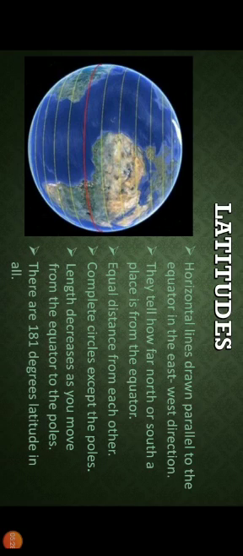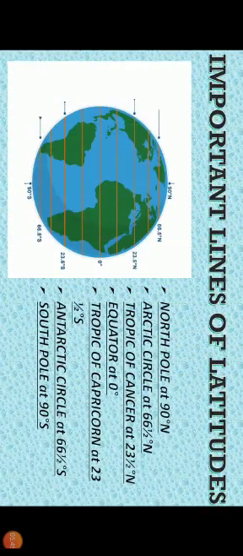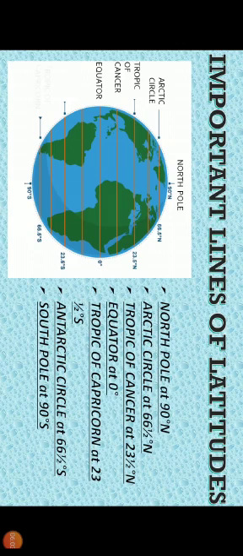There are 181 degrees of latitude in all, 90 degrees in the northern hemisphere and 90 degrees in the southern hemisphere, and one the equator itself. Some important lines of latitudes: 90° north at North Pole, Arctic Circle at 66.5° north, Tropic of Cancer at 23.5° north, Equator 0°, Tropic of Capricorn at 23.5° south, Antarctic Circle at 66.5° south, South Pole at 90° south.